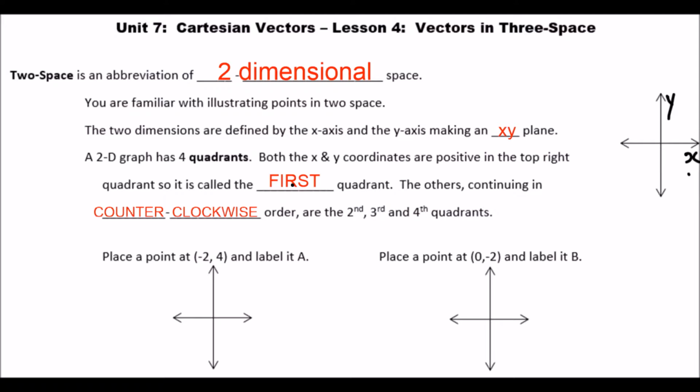To place a point at -2, 4, like we've done in grade 9, I go 2 to the left and then 4 up, and so this point here is what I call my point A. If I want to place a point at 0, -2, there's no horizontal movement, but there is vertical movement. I'm moving down 2, and so this would be my point B.